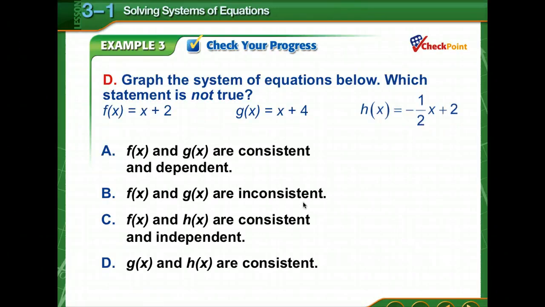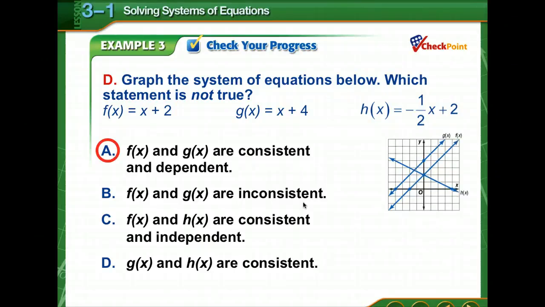And this set, which statement is not true? It's not true that f of x and g of x are consistent and independent. They're not consistent. They're parallel lines. They don't cross. So very good.